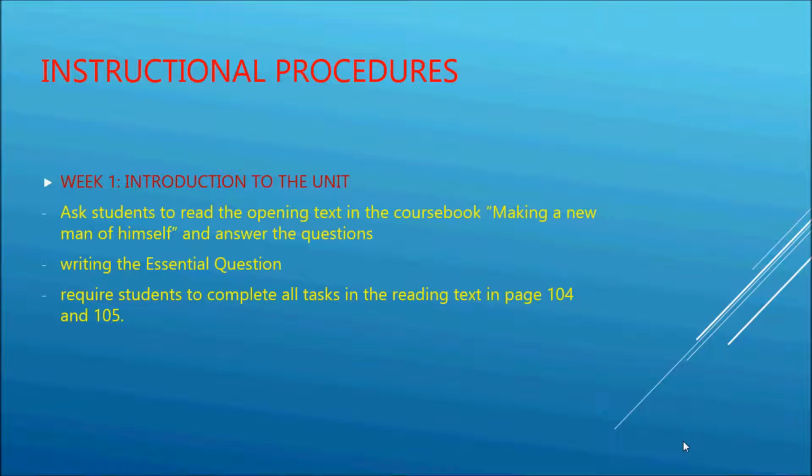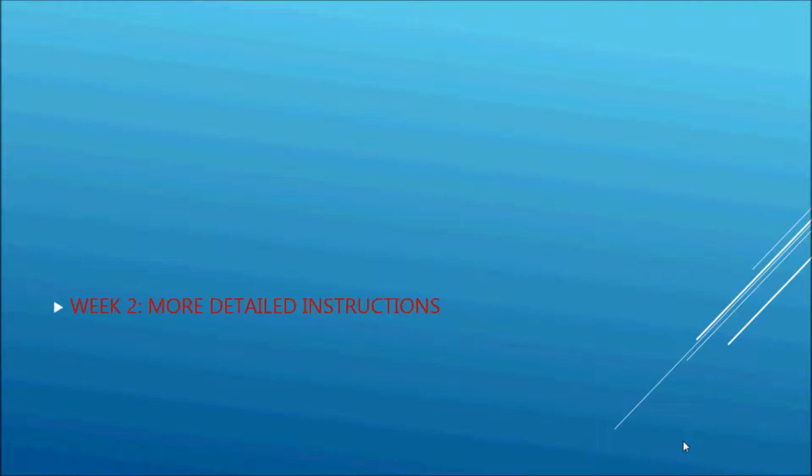Ask students to read the opening text in the course book, making a new man at himself, and answer the questions. And then the teacher will write the essential question on the board for the whole class, and then require students to complete the task in the written text on pages 104 and 105.